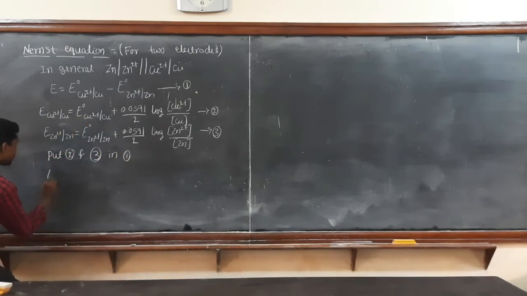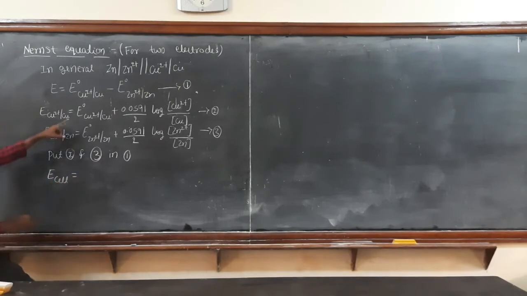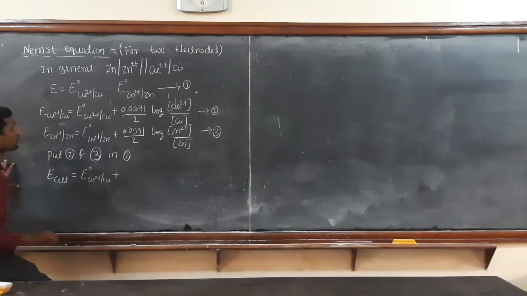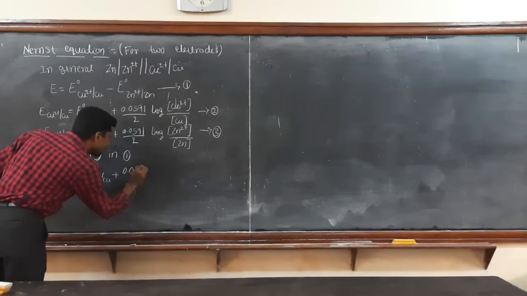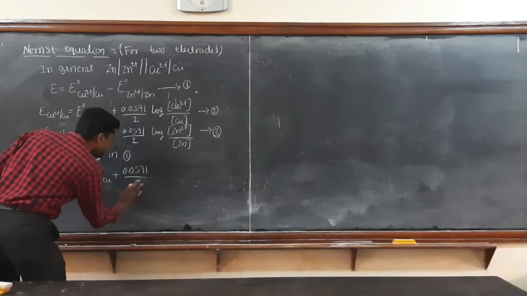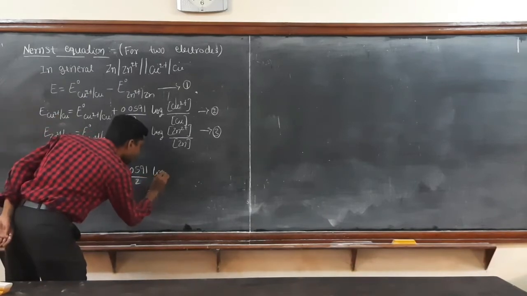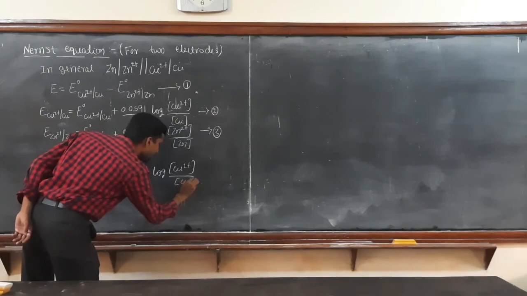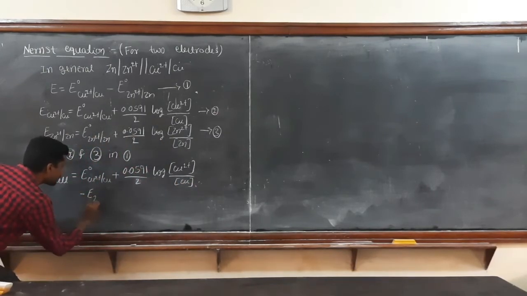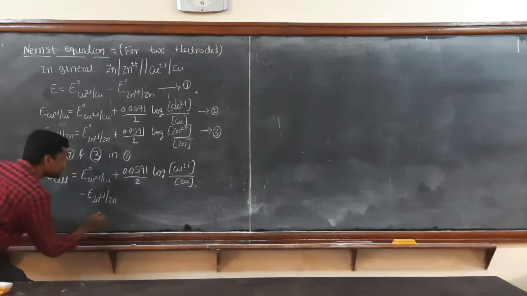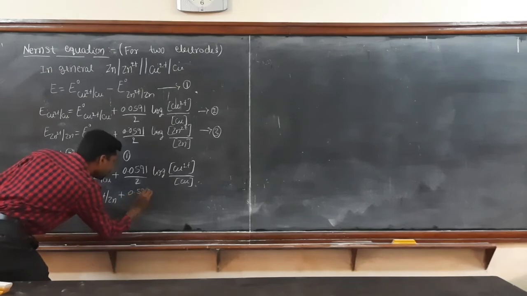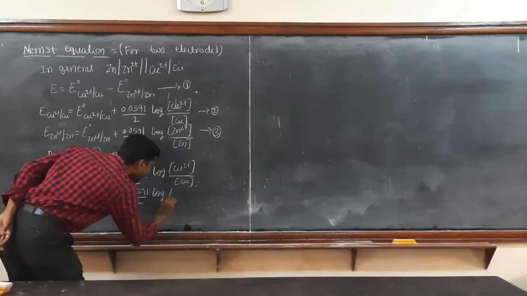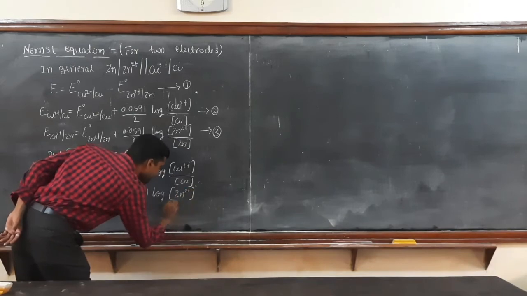So therefore E of the cell is equal to, first, the one about copper, E naught of Cu2+/Cu plus 0.0591 divided by 2 in this case, then log of Cu2+ divided by Cu, minus E naught of Zn2+/Zn plus 0.0591 divided by 2 log of Zn2+ over Zn in this case.